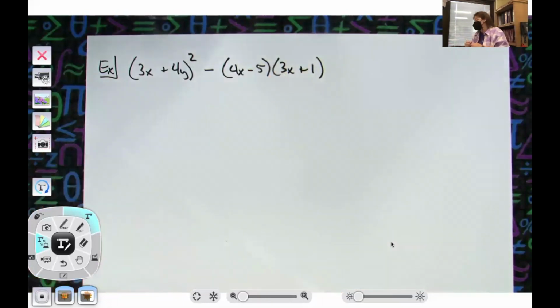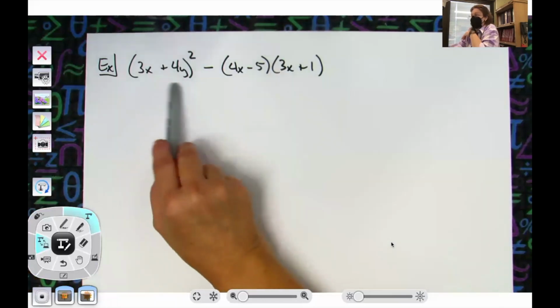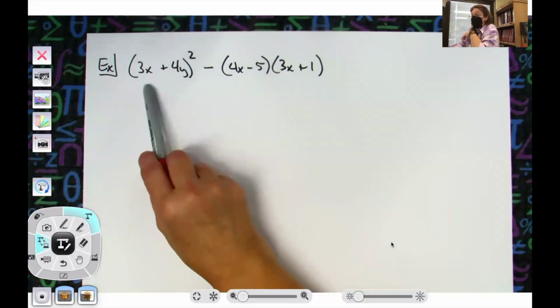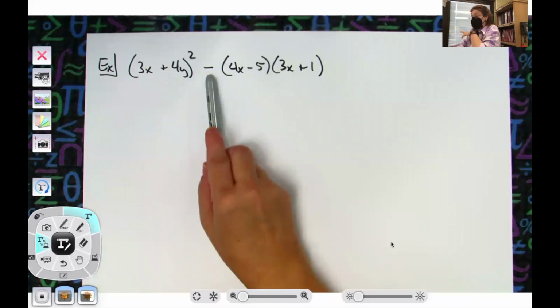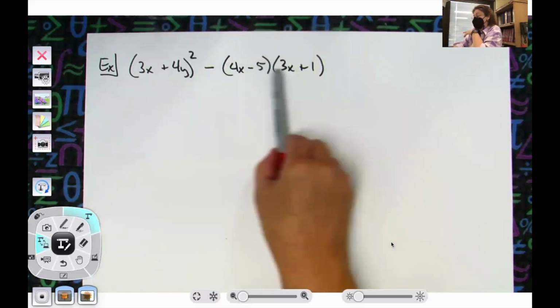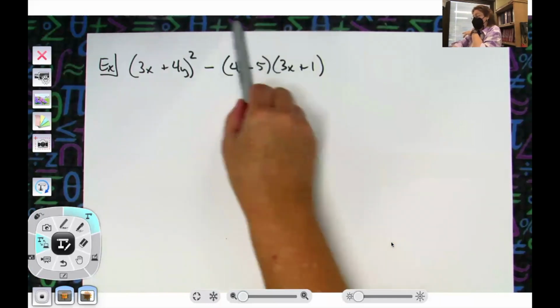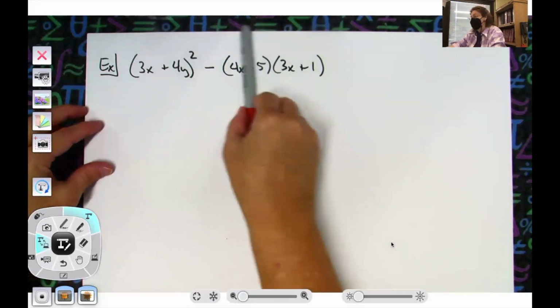And I do want to talk about this before I let you try this and start it on your own. Okay, over here on the left, I've got a binomial squared. Not a big deal. I'm going to write that down twice. I'm going to FOIL it out. All right, now stop and think about what the rest of the problem says. This says minus everything to the right because this is multiplied together. So this all goes together kind of like one thing. So I am minusing everything to the right.